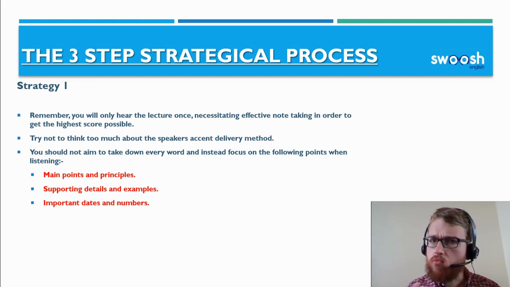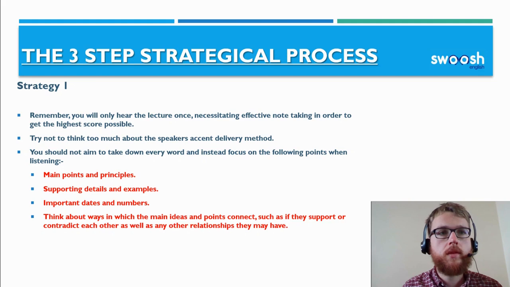Important dates and numbers. Now, dates and numbers will be highly essential in the recount of accurate factual information in your retell of the lecture. So you might hear a date like 1910, or you might hear a number like 90%, for example. Make sure you write them down, because these key points are essential to conveying the overall message of the lecture.